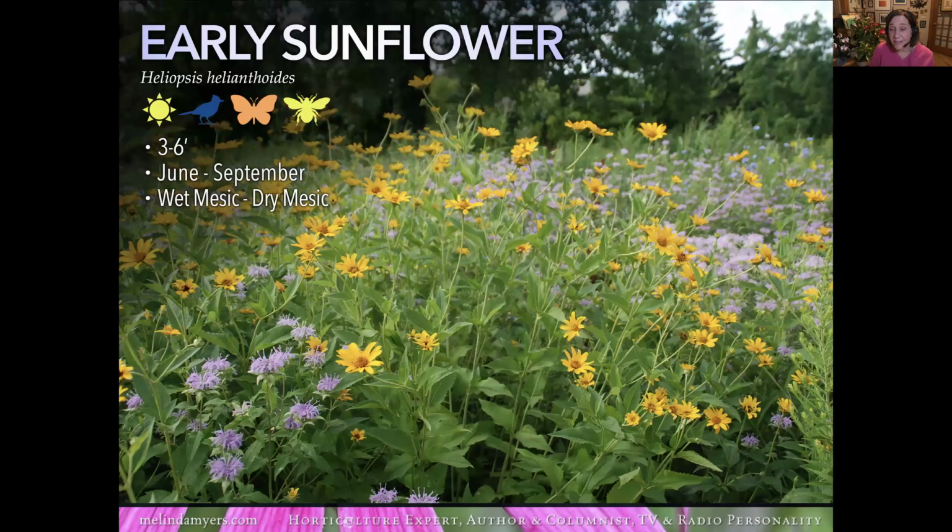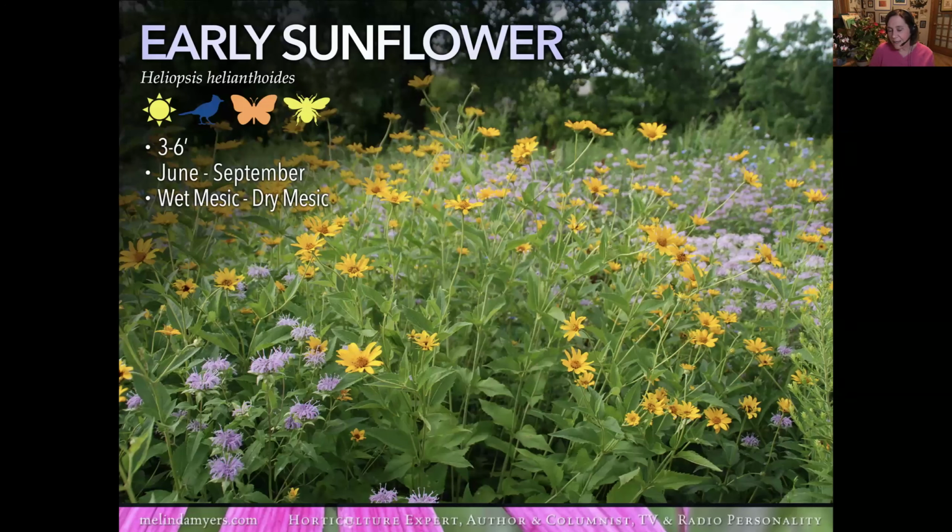Early sunflower, Heliopsis. This is one that stands up good and tall. That's a plus. It blooms for a long period of time. It takes it wet, it takes it dry. Again, making it the perfect rain garden plant. It does reseed readily, especially if there's open space and good growing conditions.